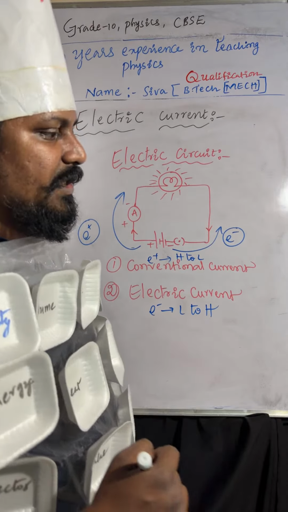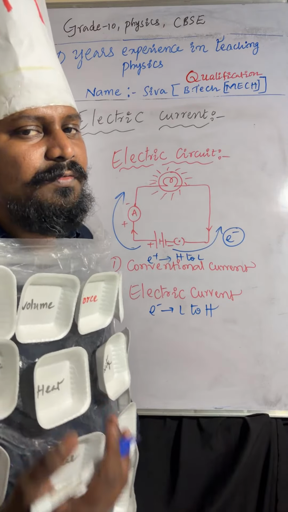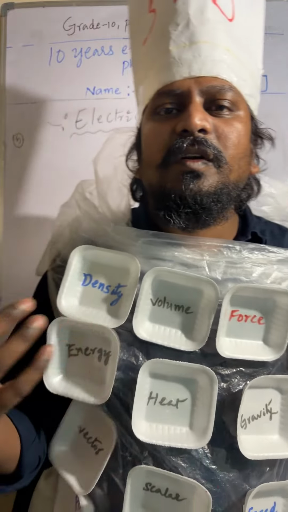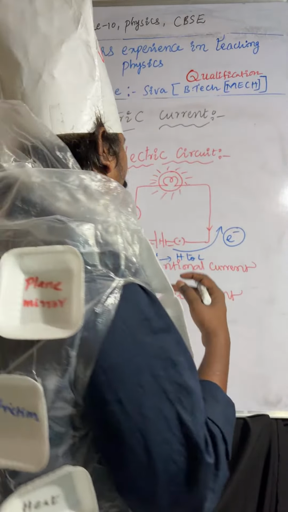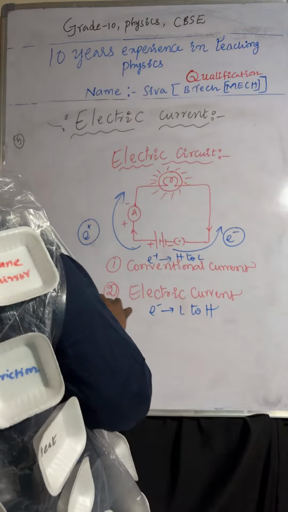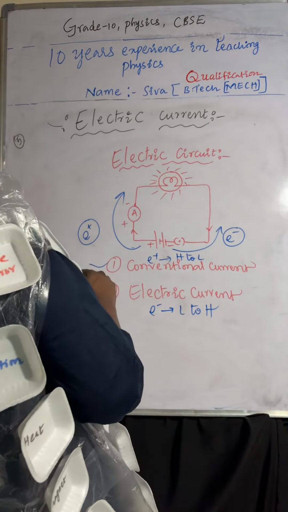So there is one question regarding this one. Sir, will electron flow from high potential to low potential or low potential to high potential? Electron always moves from low potential to high potential. Okay, so that is about electric current and conventional current.